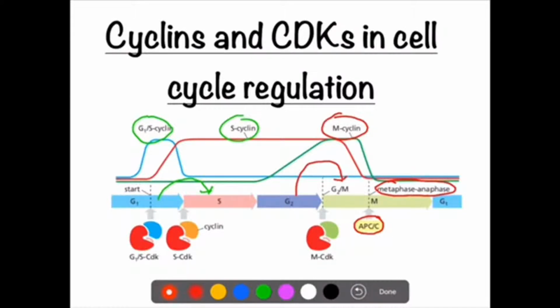On the other hand, different CDKs are also present in different cell cycle phases, and these different CDKs form complexes with cyclins of that cell cycle phase. G1/S CDK forms complex with G1/S cyclins. S phase CDK forms complex with S phase cyclins. M phase CDK forms complex with M phase cyclins.